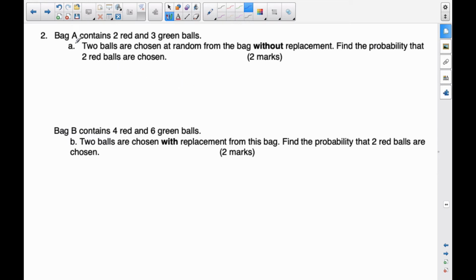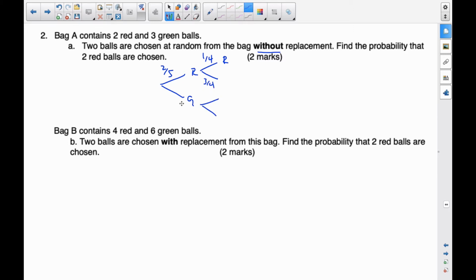Question. Bag A contains 2 red and 3 green balls, and 2 balls are chosen without replacement. That's a key word: without replacement means they don't go back. So I can pick a ball, it could be red, or it could be green. If I pick the red ball, it's 2/5, because it's 2 out of 5. When I do it again, I don't replace it. So now to get a red one, I have a 1/4, and this is a 3/4.